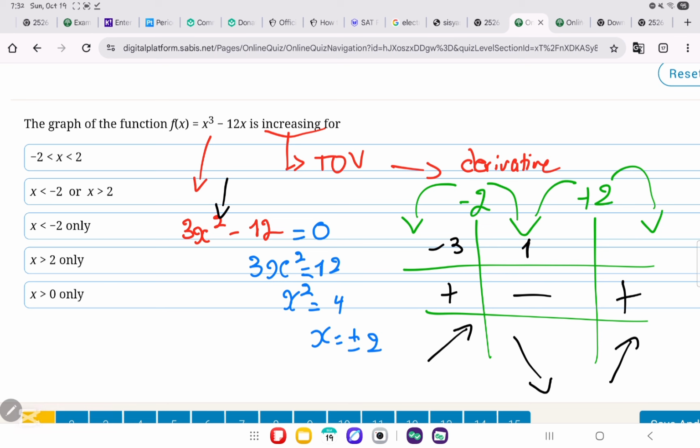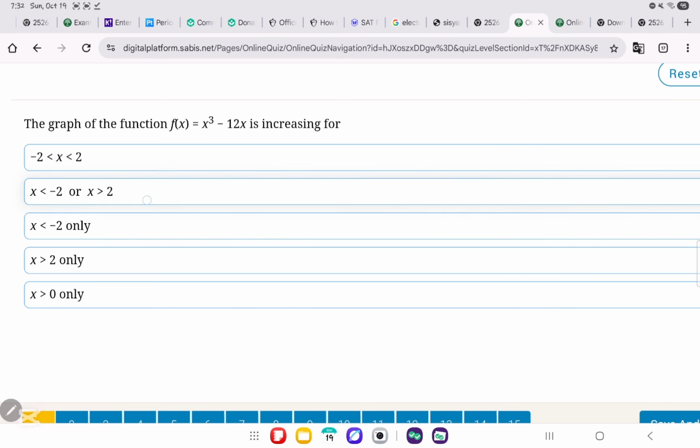What does this mean? This means this function is increasing for all values less than minus 2 and greater than 2. So this is basically what we just said. Any number less than minus 2 or greater than 2.